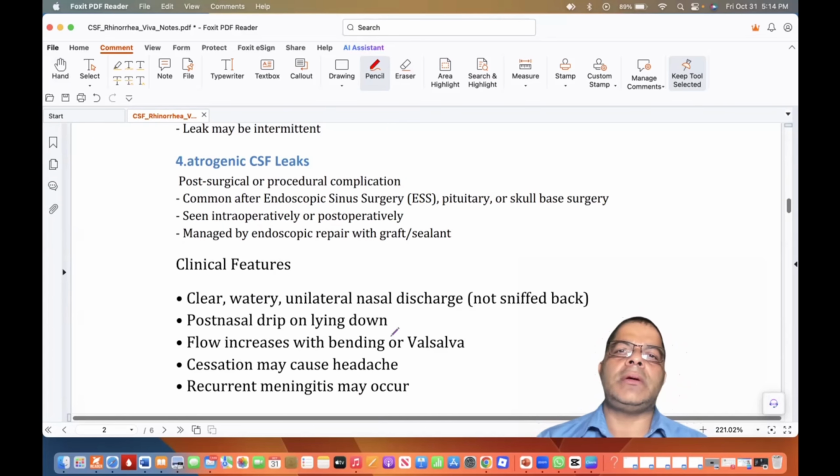This should be managed by the endoscopic method. There are many methods we discuss in endoscopy, but the most common in skull-based repair is the use of the hard flap. Okay, we'll discuss that later also.